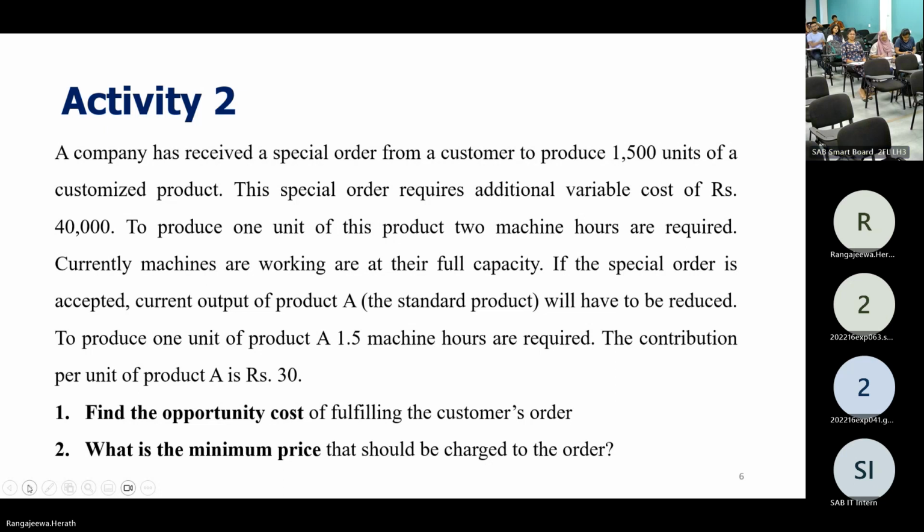So that means in order to produce this special order of 1,500 units, we have to sacrifice. To produce 1 unit of this product, 2 machine hours are required. So how many machine hours are required for the special order?